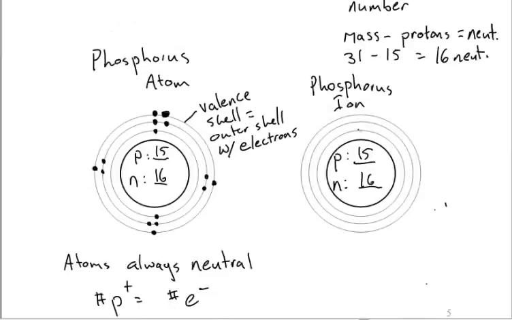So to draw the ion, we just start the same way. 1, 2, 3, 4. I figured you guys could continue with your own counting.